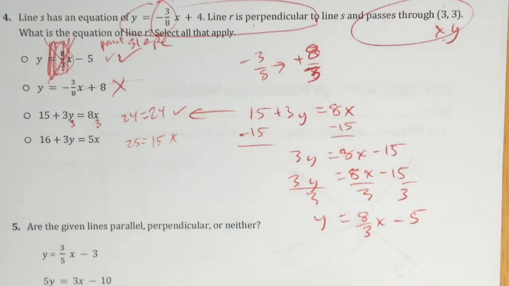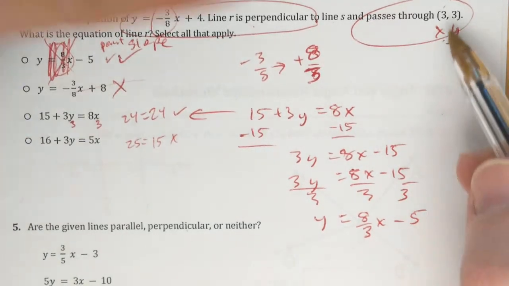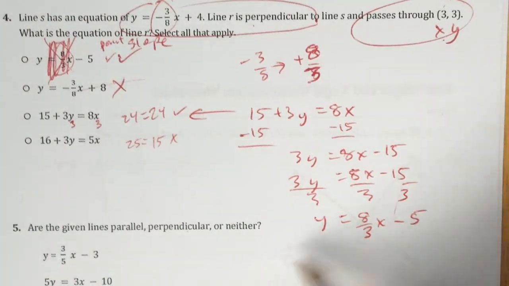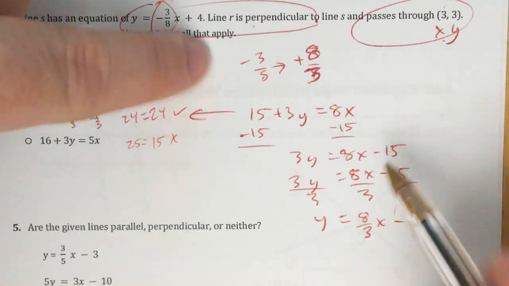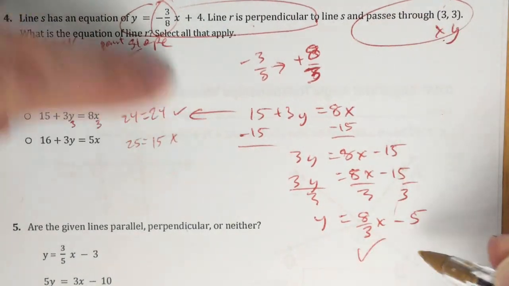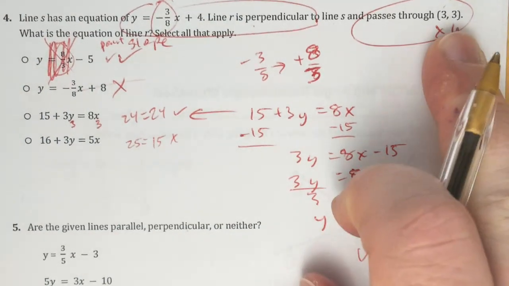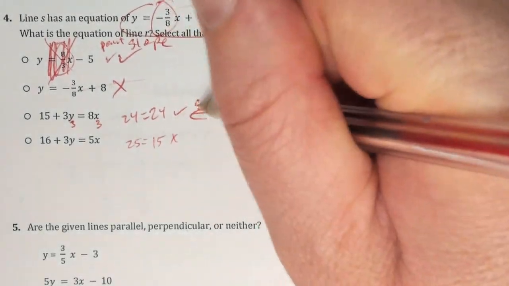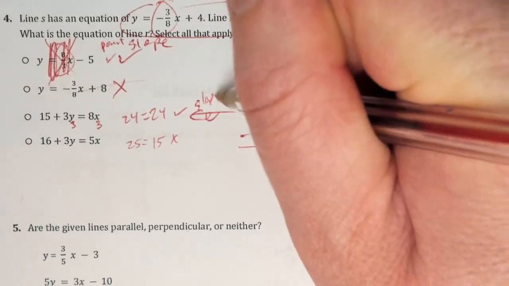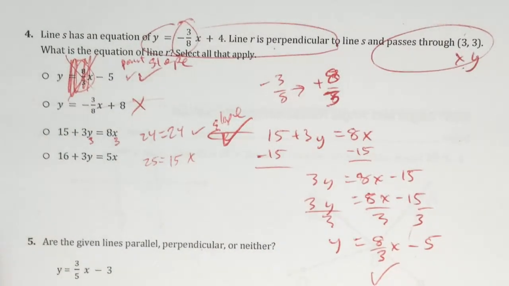Okay, so we know that it goes to that point. So it is 8/3. That checked out, and does it go through 3, 3? Yeah, we checked that earlier. So the slope is still good. So so far it's only those two right there.